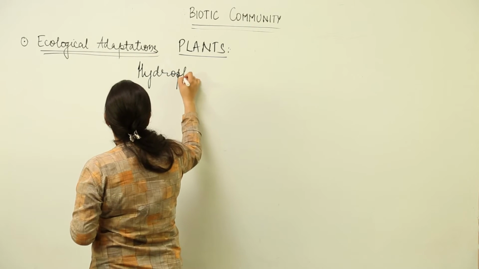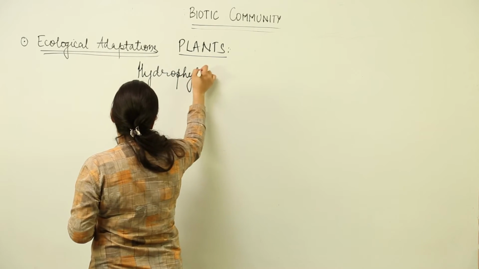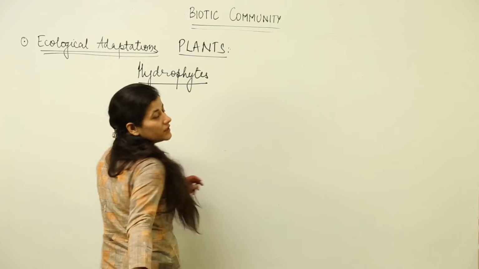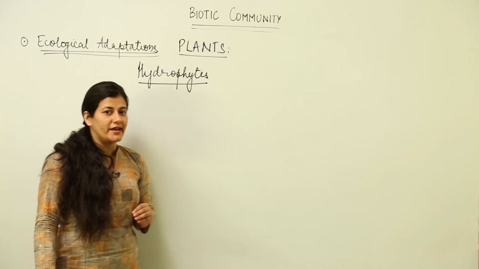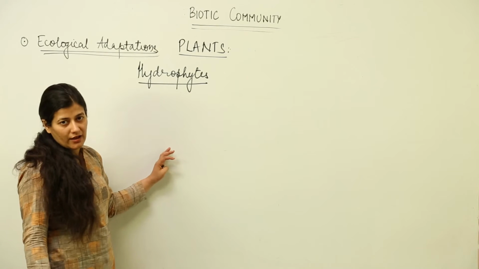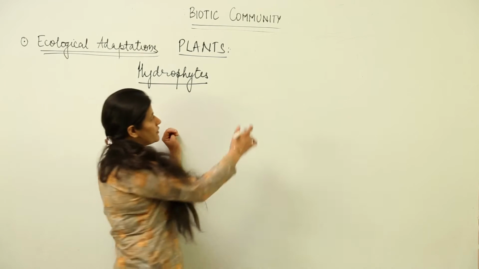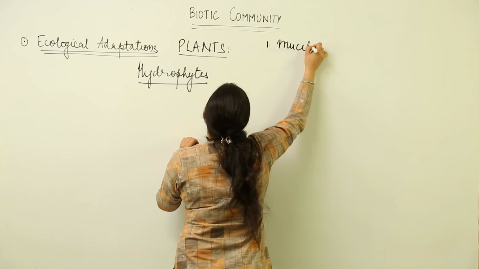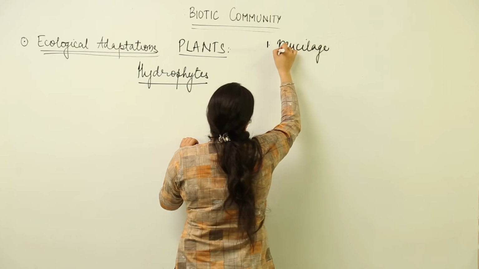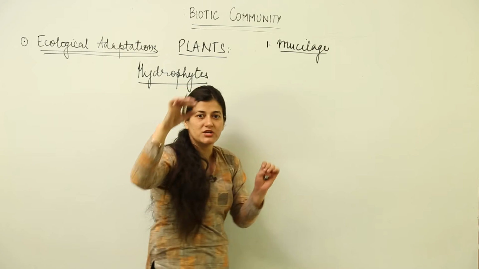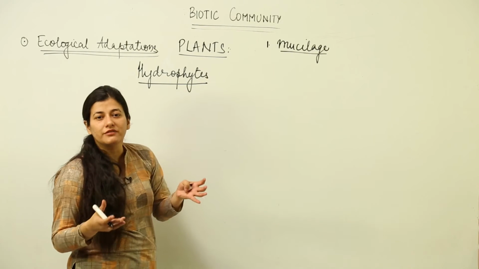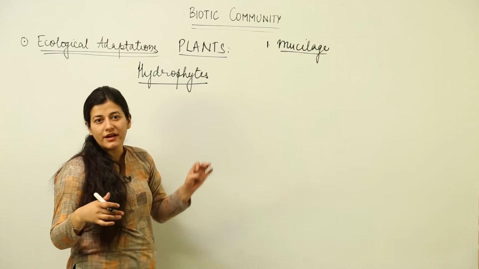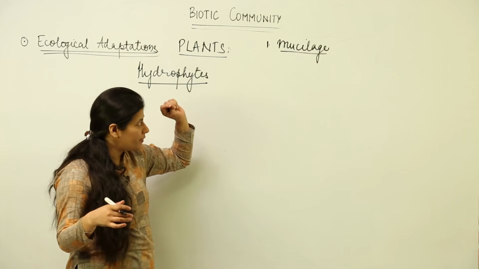Hydro refers to water, phytes refer to the plants. Now these hydrophytes, what adaptive features they are having, we are going to consider that. The first adaptive feature that they are having is the presence of mucilage on their parts. Now what is this mucilage meant for? It is meant for providing a protective covering against the epiphytes and other animals which are present in the water.